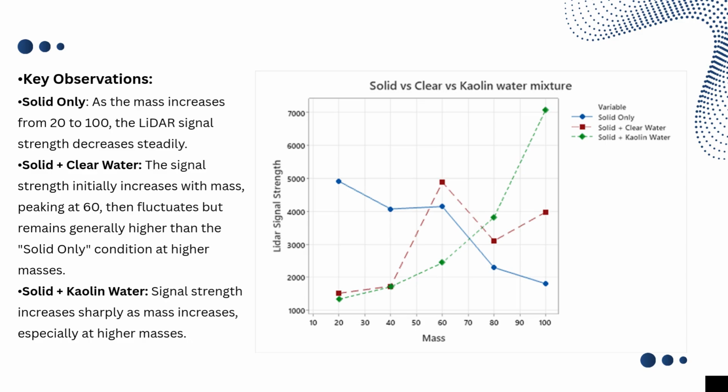The usage of the kaolin water mixture in this experiment is to mimic the condition of river water, as river water has suspended particles inside of it and also solid underneath the water.